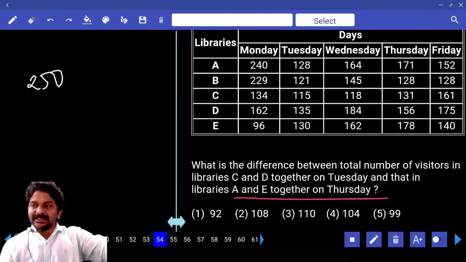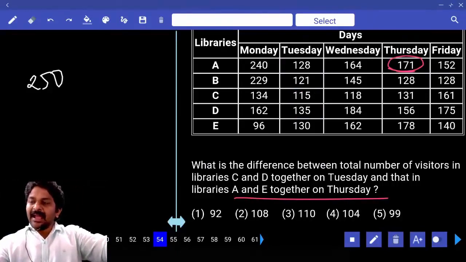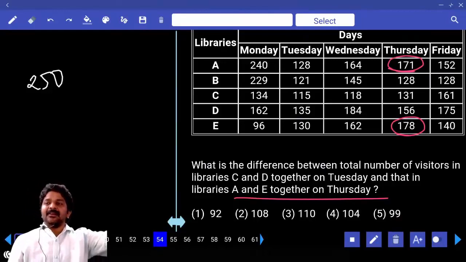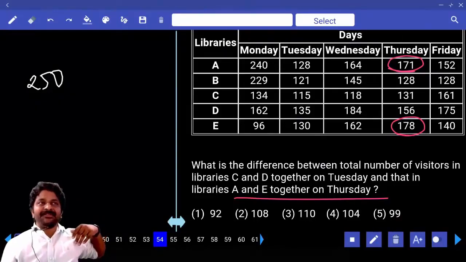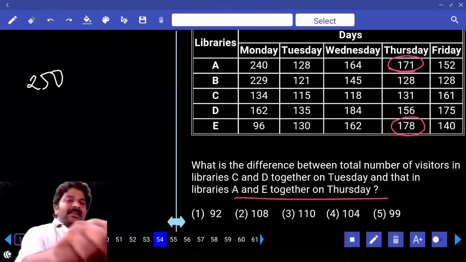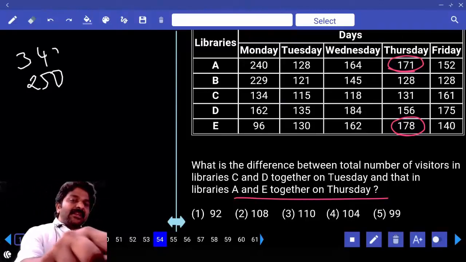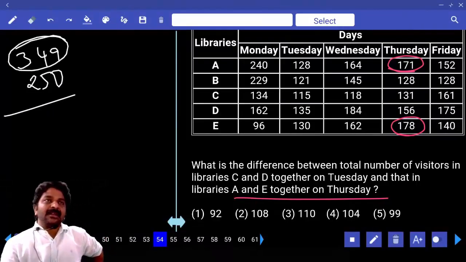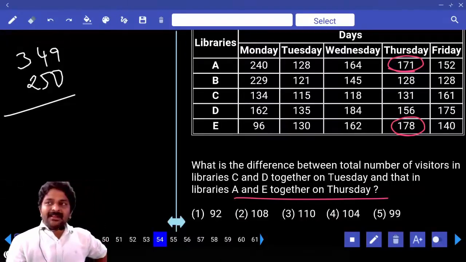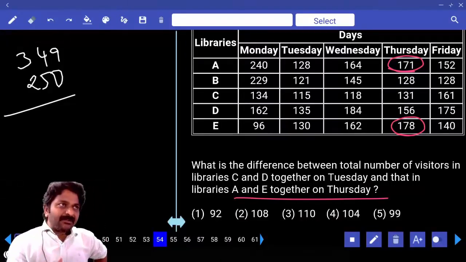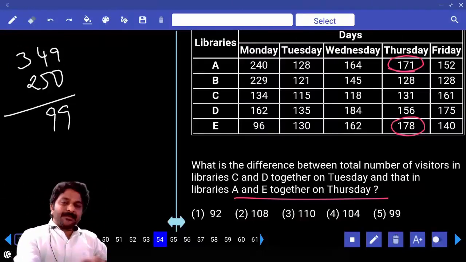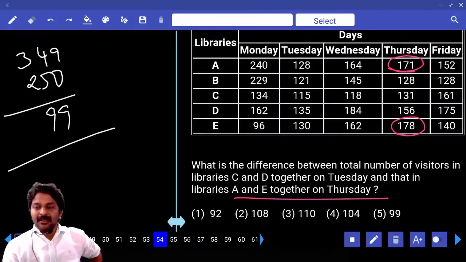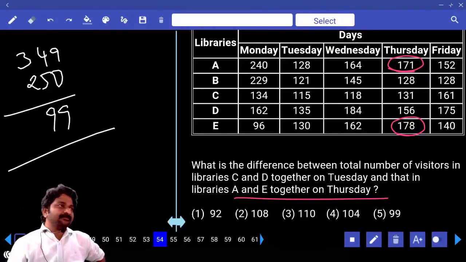A and E together on Thursday. Thursday, A and E. Clear? 170, 170, 340. 1 plus 8, 9, that is 349. If it is 350, what is the difference? But it is 1 less than that number, right? So in the difference also we have to subtract 1. Then the answer becomes 99. Or the last digit also works.